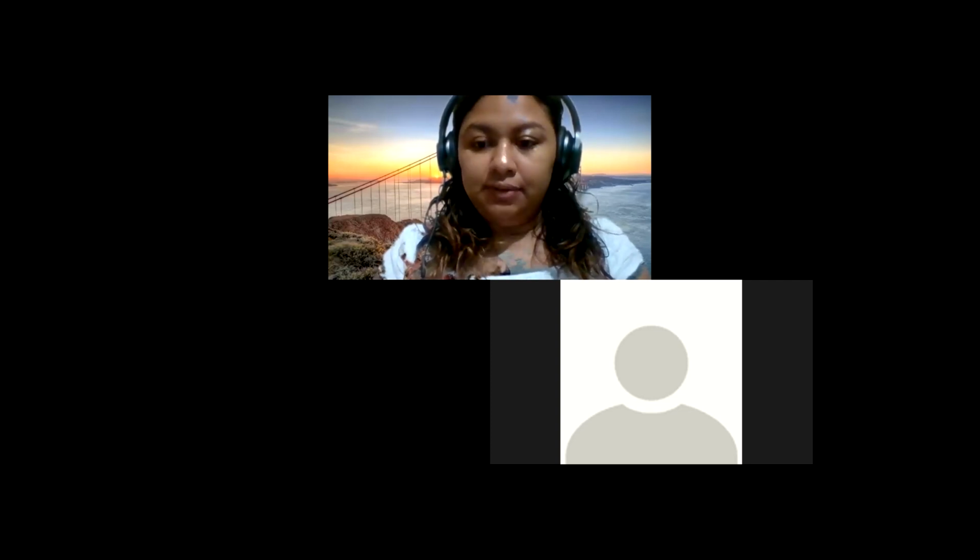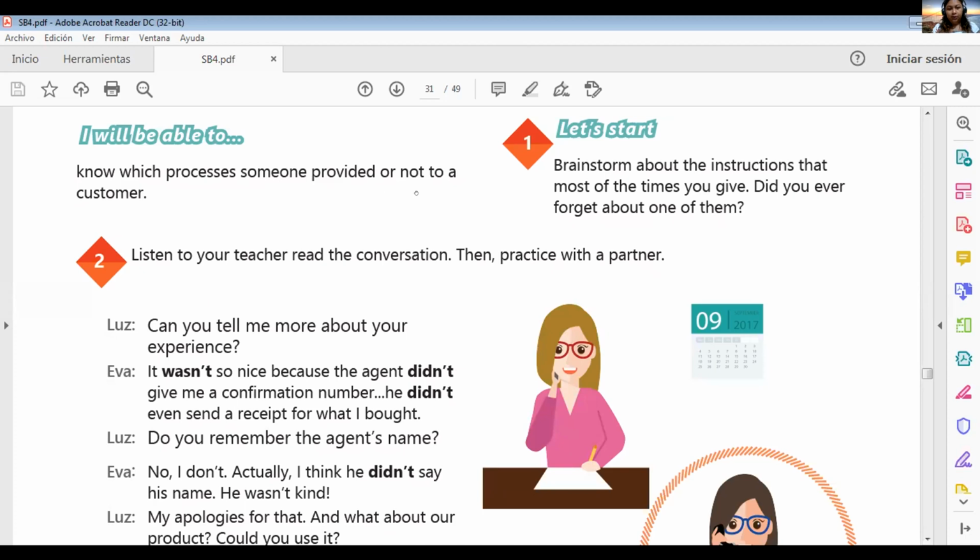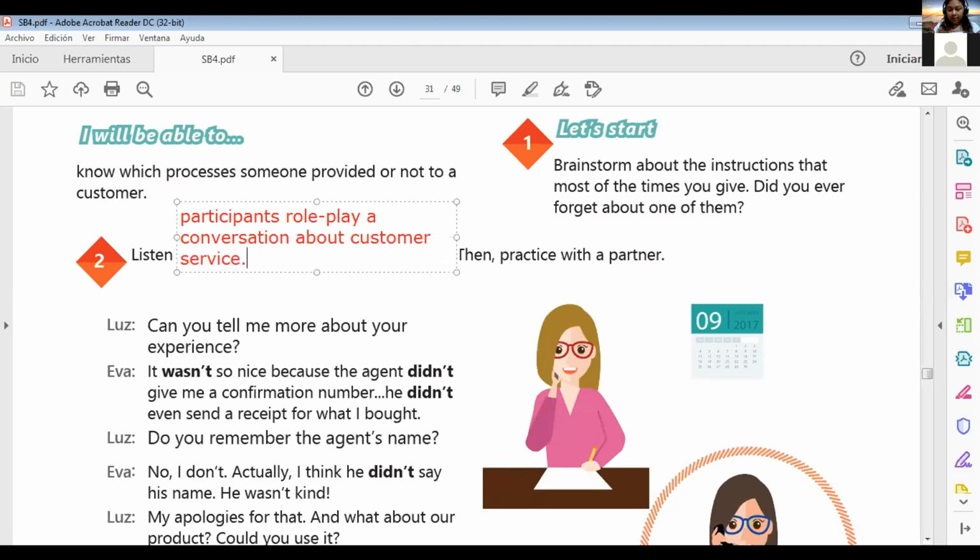For today's class objective, the specific objective, we have to know which processes someone provided or not to a customer. Our class objective is going to be: participants role play a conversation about customer service. So at the end of the session, you are going to role play a conversation talking to a customer.